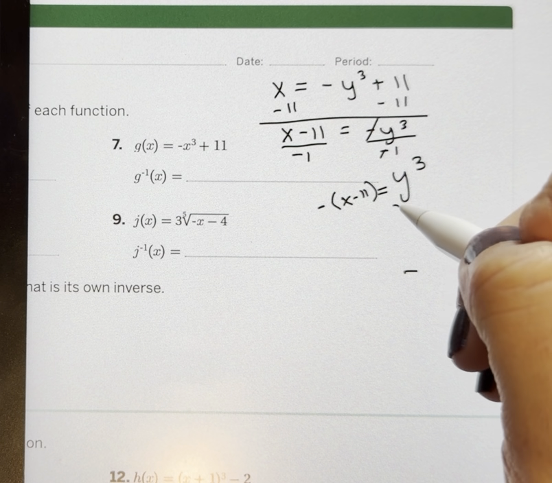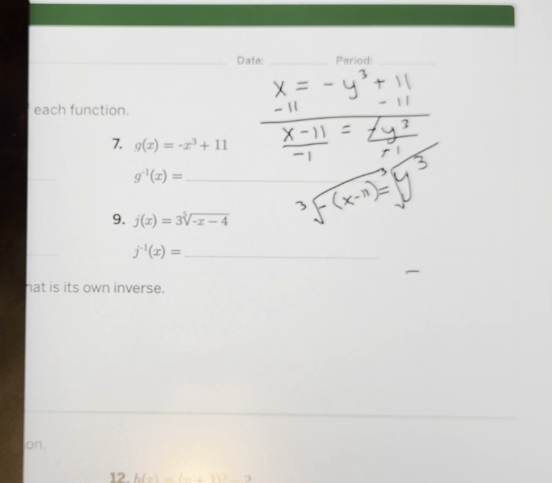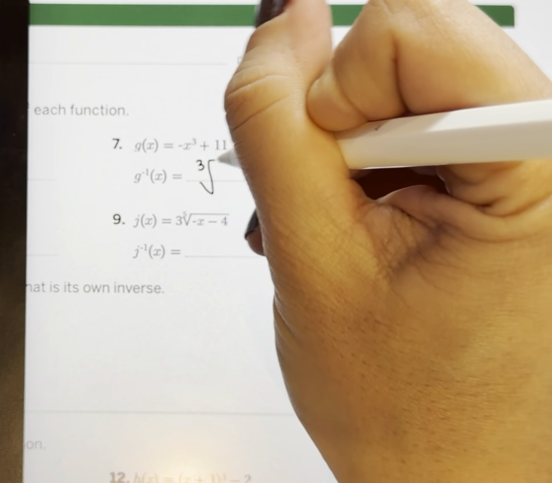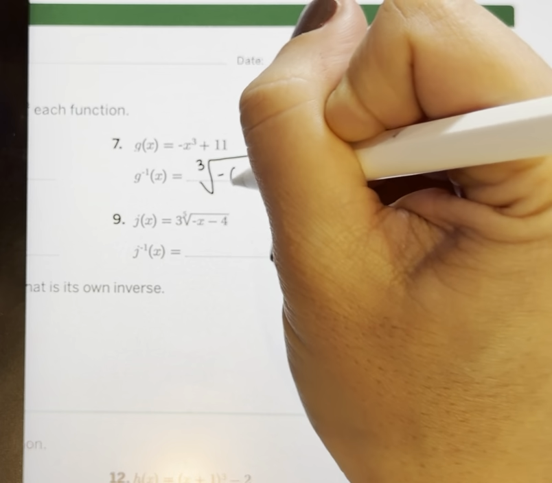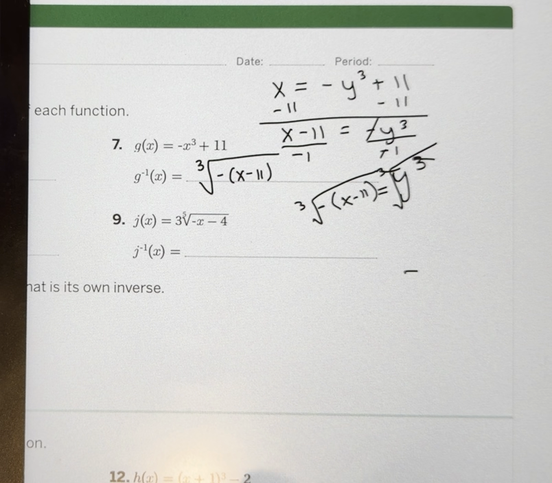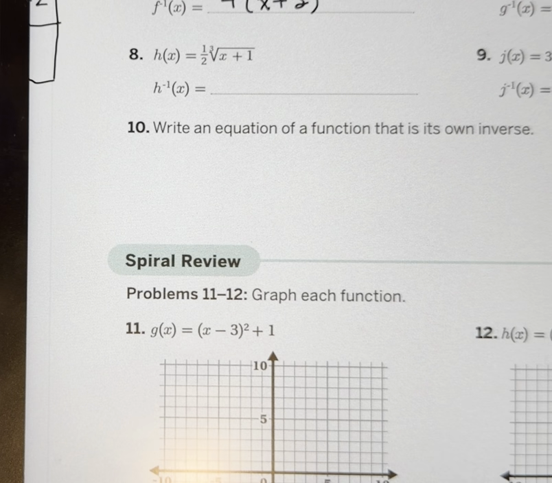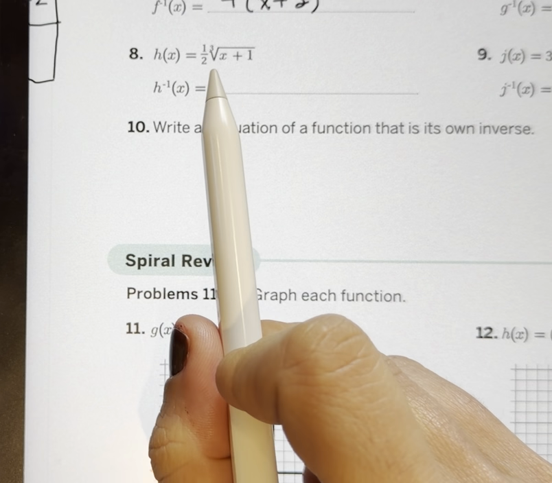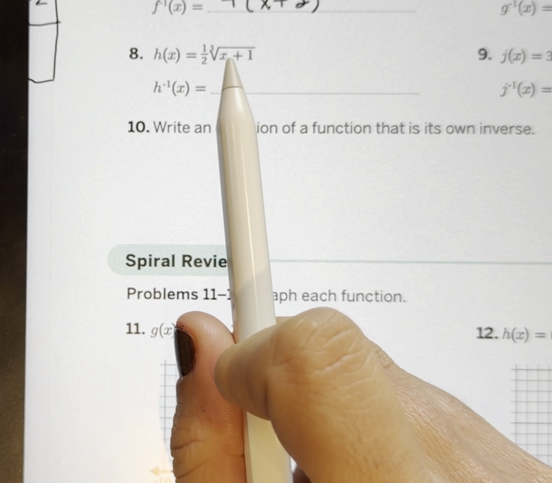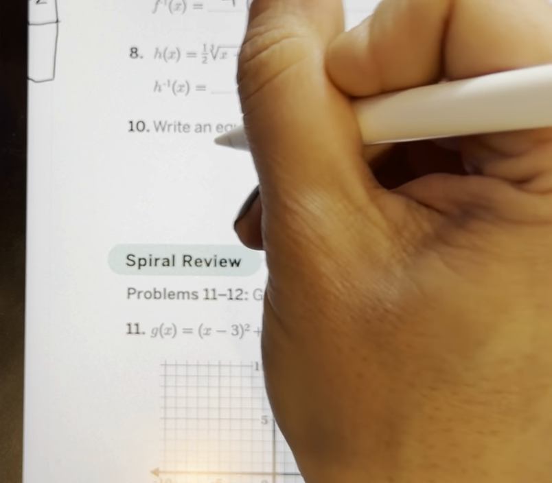And then finally cube root both sides. So I end up with that the inverse is the cube root of negative x minus 11. Okay? Let's keep going. This one's a little more complicated. This one's a little simpler. I'll do this algebraically and this with the visual. All right, here we go. Algebraically, this one.